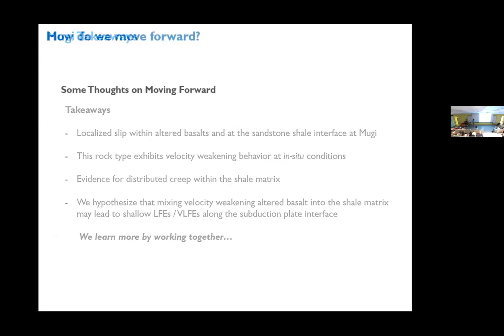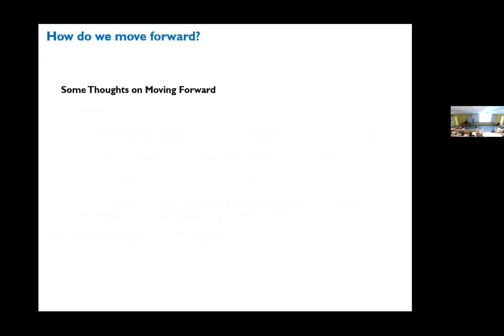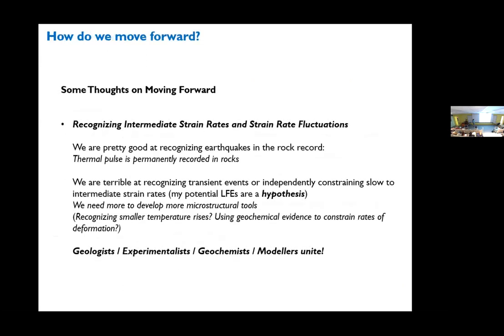So, some thoughts on moving forward. Some of these are going to be pretty geology focused, but one thing that we're really good at is recognizing those earthquakes in the rock record. There's this thermal pulse that's permanently imprinted on the rock. And we can get at really slow, steady state creep as well in the rock record, but we're really bad at these intermediate strain rates and these strain rate fluctuations.